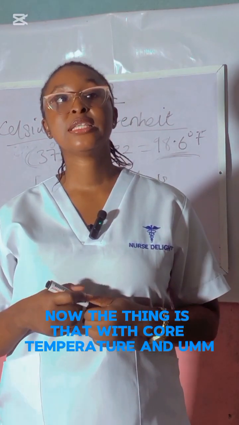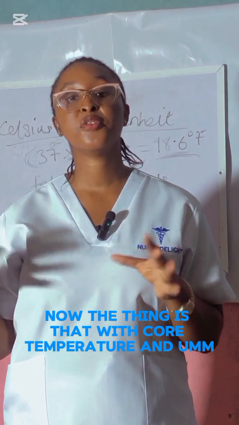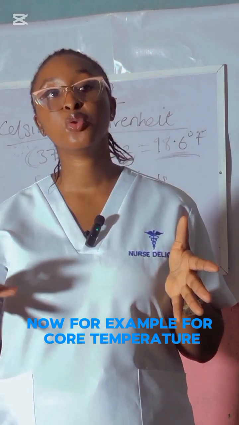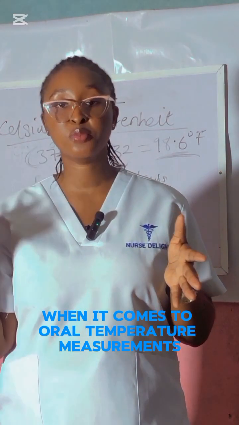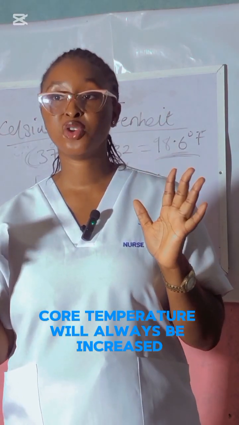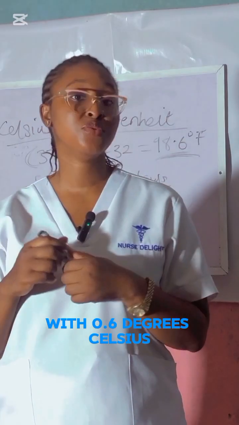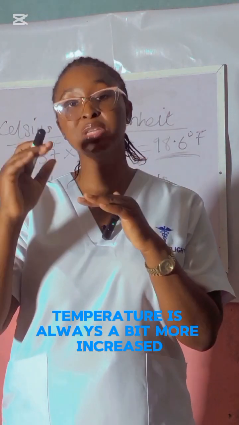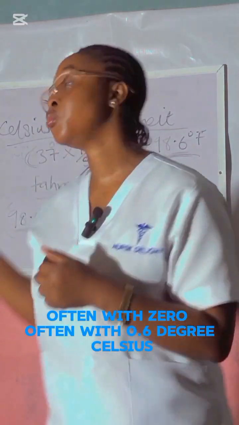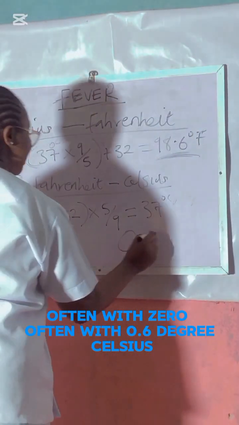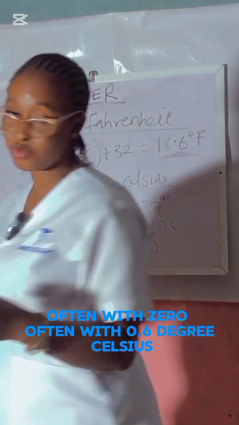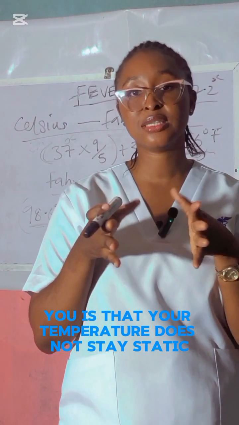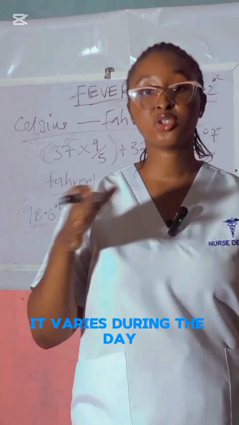Right? Now, the thing is that with core temperature and peripheral temperature, there's a bit of a difference. For example, when it comes to oral temperature measurements, core temperature will always be increased by 0.6 degrees Celsius. So you should take note of that. So core temperature is always a bit more increased than peripheral temperature, often by 0.6 degrees Celsius. Now, one thing I want to highlight too is that your temperature doesn't stay static, it doesn't stay in one place. It varies during the day.